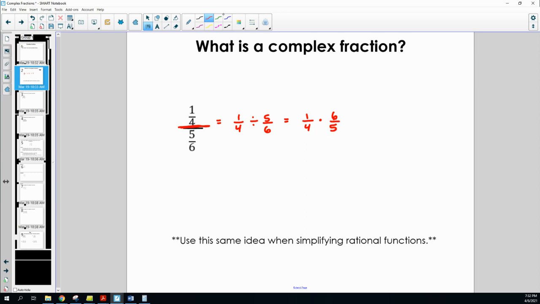And then from here, we want to see if we can reduce or cancel out any common factors that are on different levels. So looking here, the 4 and the 6 are on different levels. They're both divisible by 2. So I can divide the 4 by a 2 and get 2, divide the 6 by a 2 and get 3. So now I have 1 times 3 on the top and 2 times 5 on the bottom. So I end up with 3/10. So this same idea we can use when simplifying rational functions.